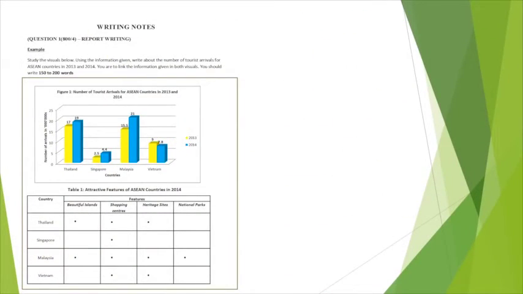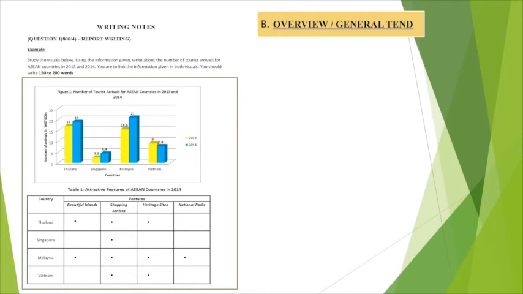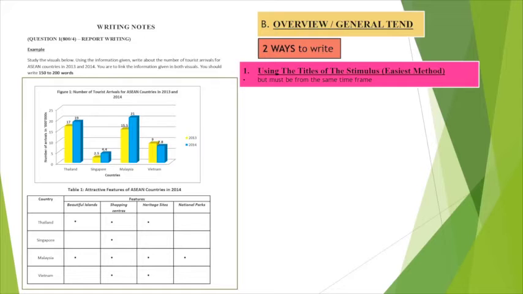Let's carry on with our explanation. The second element, overview or general trend. This will also be in your introduction paragraph. What is overview, general trend? There are two ways of writing your overview. The first way, the easiest way, is using the titles of the stimulus. But remember, you must write according to the same time frame. What is time frame? Time frame is the year. Later I'll explain more about time frame.